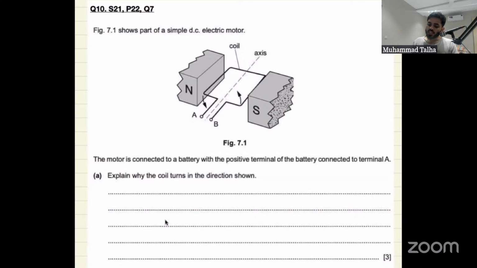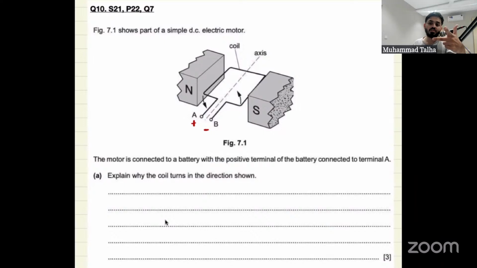So motor is connected to a battery with its positive terminal of the battery connected to end A. जाहिर सी बात, इसका मतलब दूसरा एंड नेगेटिव है. Explain why the coil turns in the direction shown. ठीक है, कैसे पहचानना है कब लेफ्ट हैंड यूज करना है, कब राइट हैंड यूज करना है? यू यूज योर लेफ्ट हैंड फॉर व्हाट इज कॉल्ड द मोटर इफेक्ट. जब उसने आपको करंट दिया हुआ हो, फील्ड दिया हुआ हो, और आपने फाइंड करना है डायरेक्शन ऑफ द थंब विच इज द डायरेक्शन ऑफ द फोर्स.